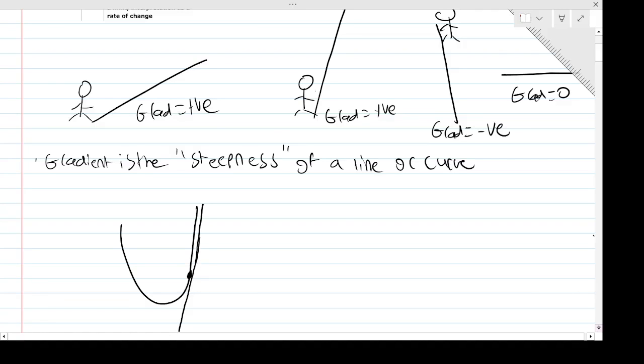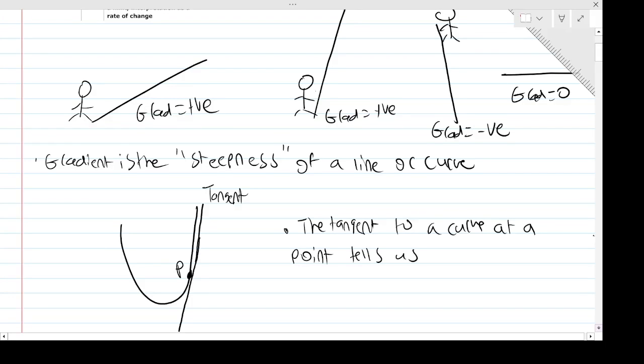So the tangent is a line that touches the curve at that point. If we calculate the gradient of this tangent, that gives us the gradient of the curve at that point, okay? So I'm going to say the tangent to a curve at a point tells us the gradient of the curve at that same point.